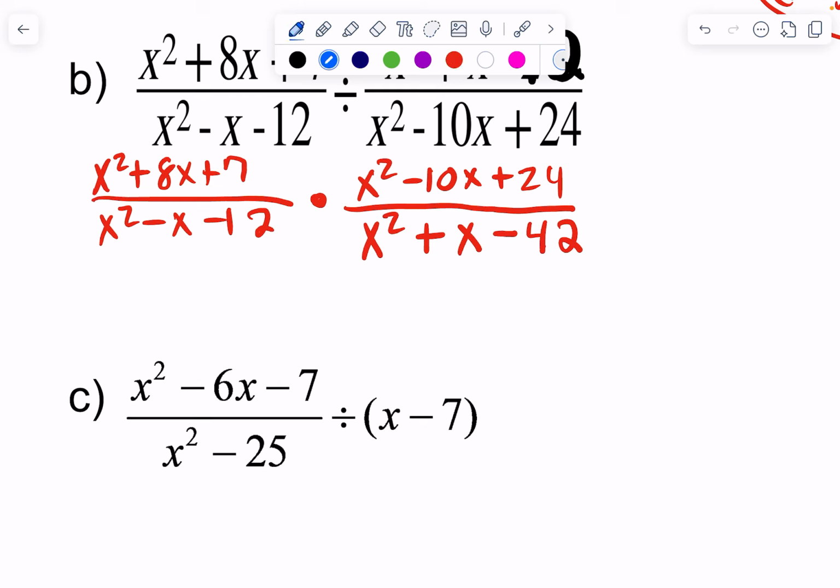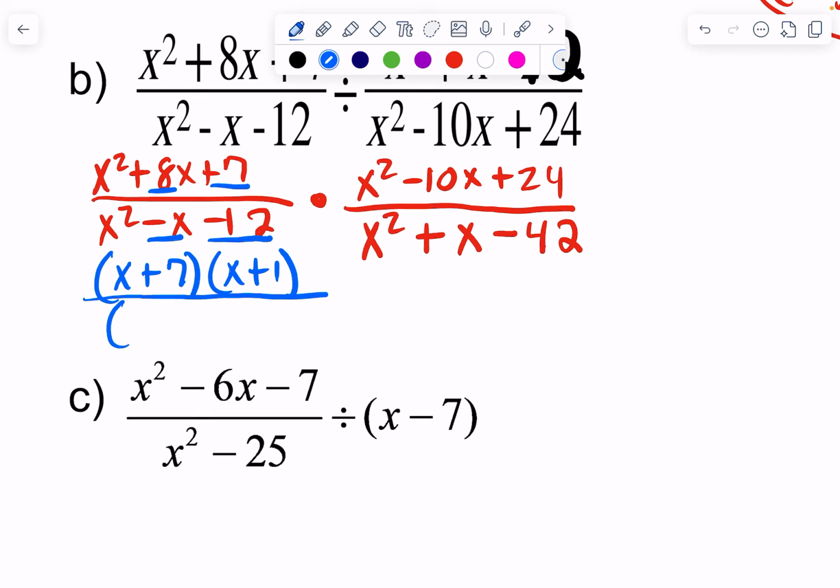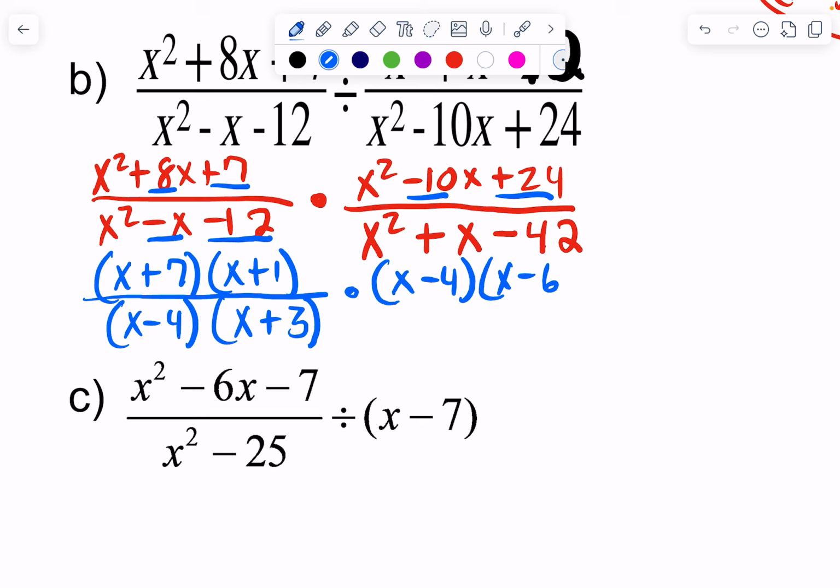And now let's factor the numerators and the denominators. So what times what is 7, but when added together is 8. We've got x plus 7 times x plus 1 divided by what times what is -12, but when added together is -1. We've got x minus 4 times x plus 3 times what times what is positive 24, but when added together is -10. We've got x minus 4 times x minus 6. And last but not least, what times what is -42, but when added together is +1. We've got x plus 7 times x minus 6.